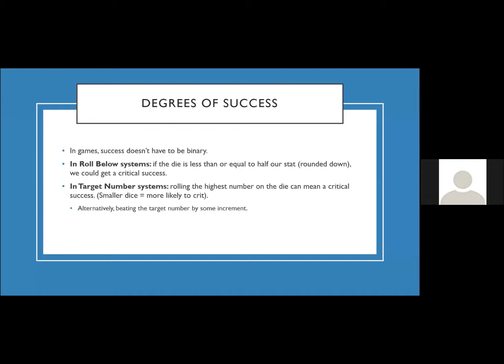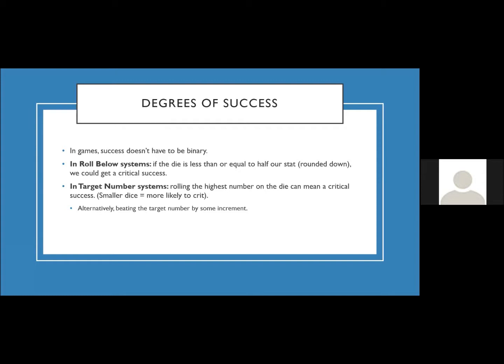In a roll below system, like the very first one we were working on, what if rolling less than or equal to half your stat rounded down gave you some kind of critical success? That would be a way to add degrees of success into that kind of system. In a target number system, we could add something like a critical hit. If you roll the highest number on a die, it's a special success.